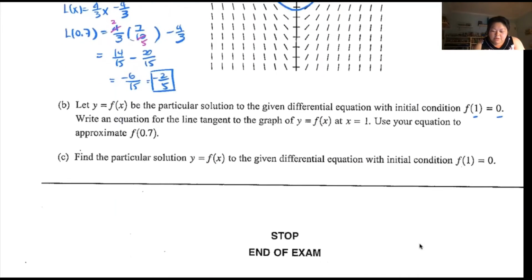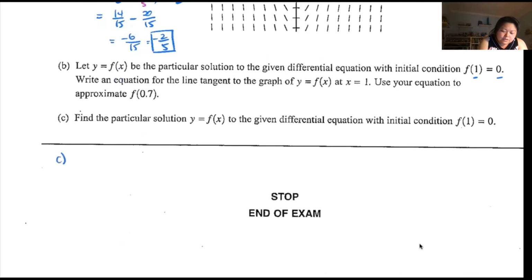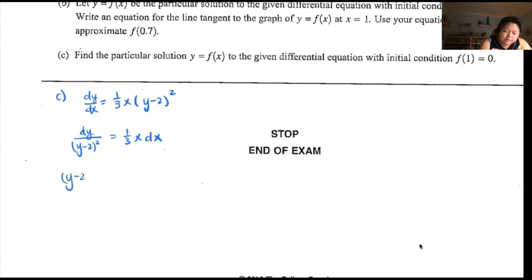All right, then find the particular solution to the given differential equation with this initial condition of (1, 0). So dy over dx equals 1/3 x times (y minus 2) squared. Okay, separate your variables, right? Move all your y's to one side and x to the other side. So when you move the y over, you've got to divide. So dy divided by (y minus 2) squared equals 1/3 x dx. I'm going to rewrite this so it's a little bit easier to work with. (y minus 2) to the -2 dy equals 1/3 x dx. Okay, now my variables are separated. It's a little bit easier to take the integral, so I can solve for this.